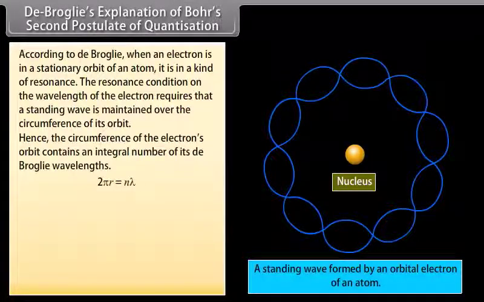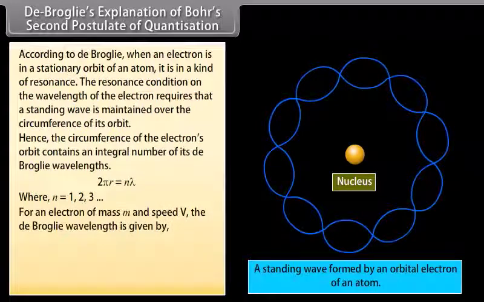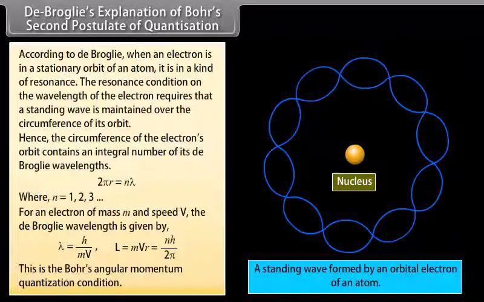2 pi r = n lambda, where n is equal to 1, 2, 3, and so on. For an electron of mass m and speed v, the de Broglie wavelength is given by h upon mv. This may be written as mvr = nh upon 2 pi. This is Bohr's angular momentum quantization condition.